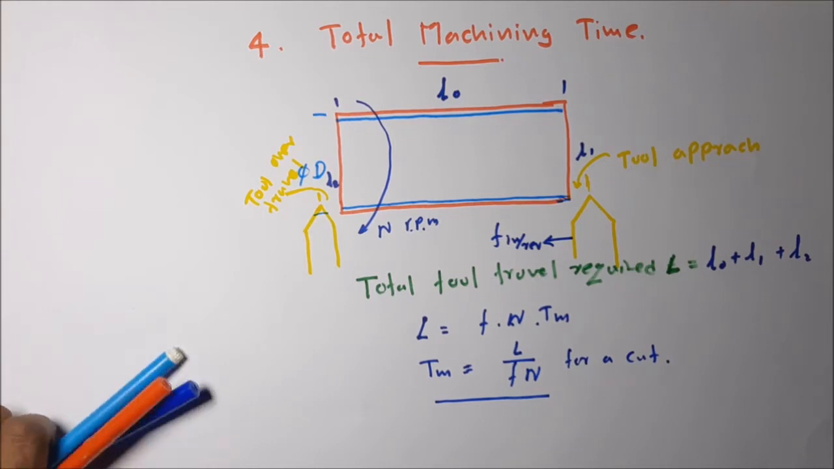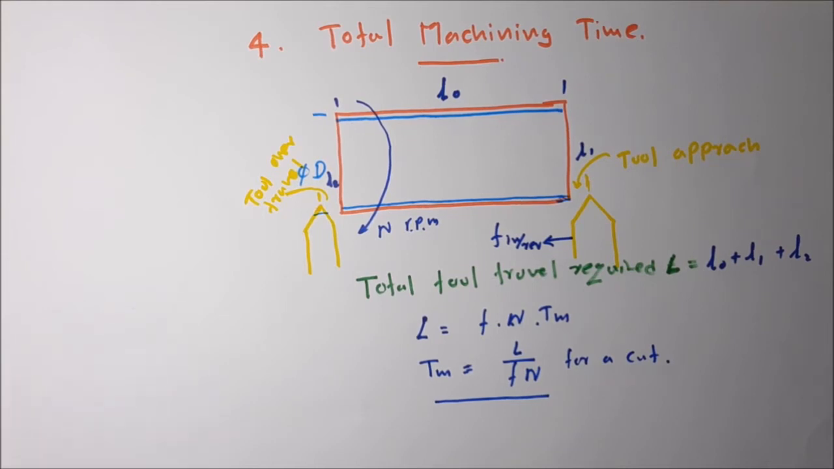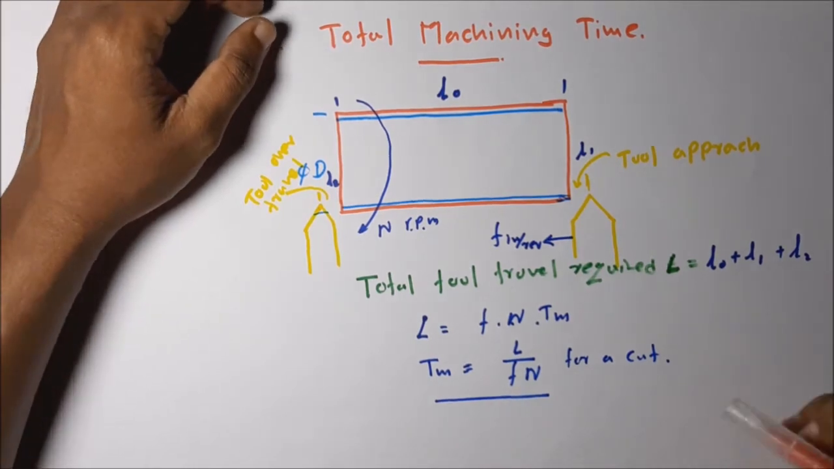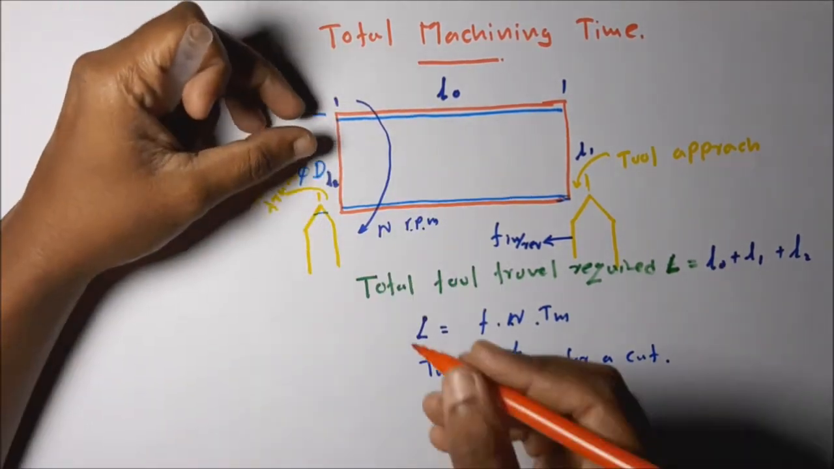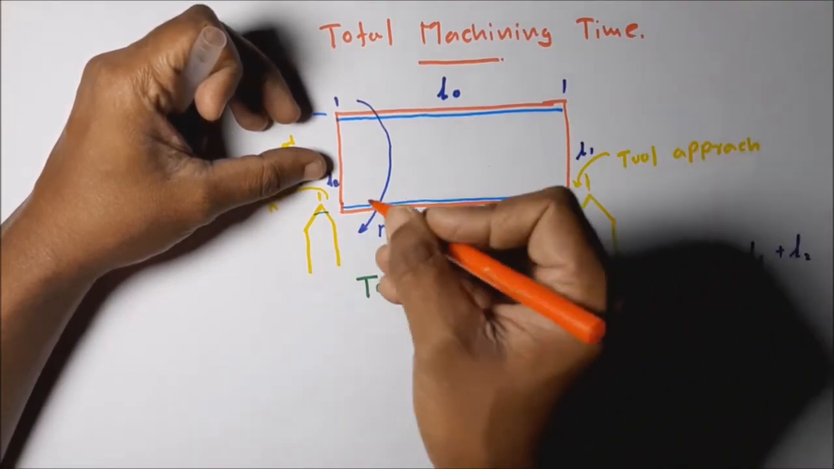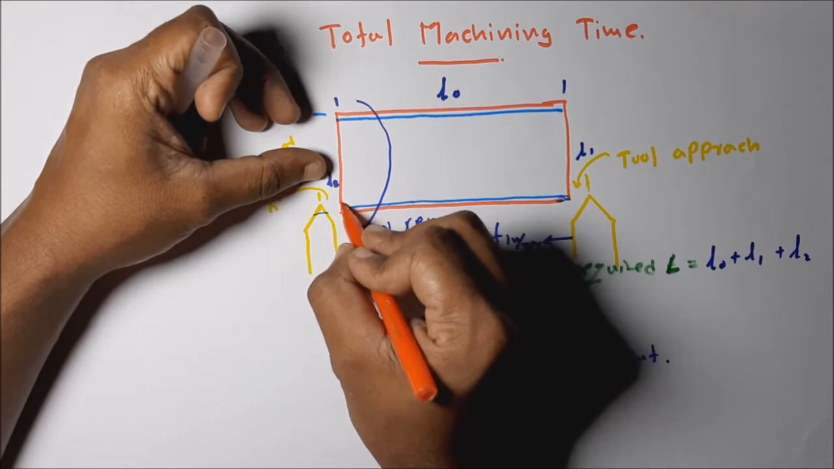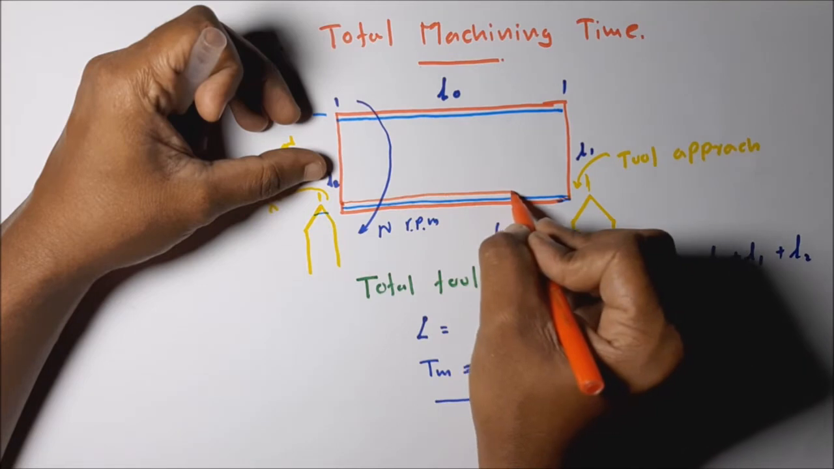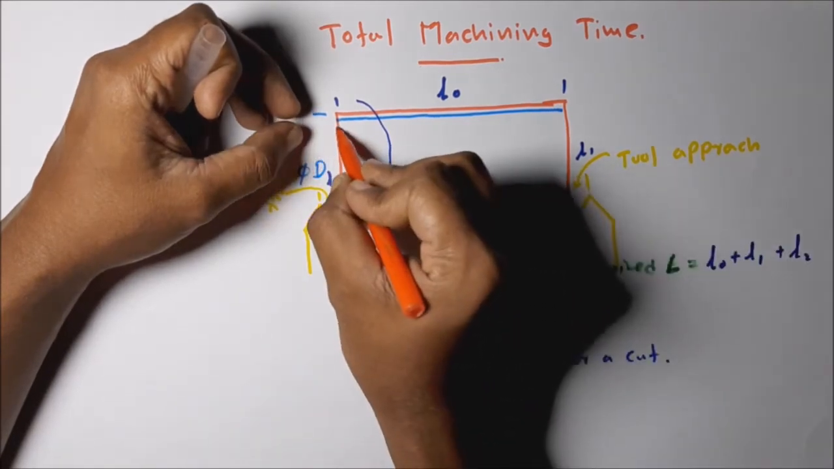In some situations, several cuts are needed to obtain the required dimension. For example, for the first cut, this is the machine time. Then again, let's take that we have to obtain this dimension. Let's take we are doing two rough cuts and one finish cut. This is the two rough cuts.